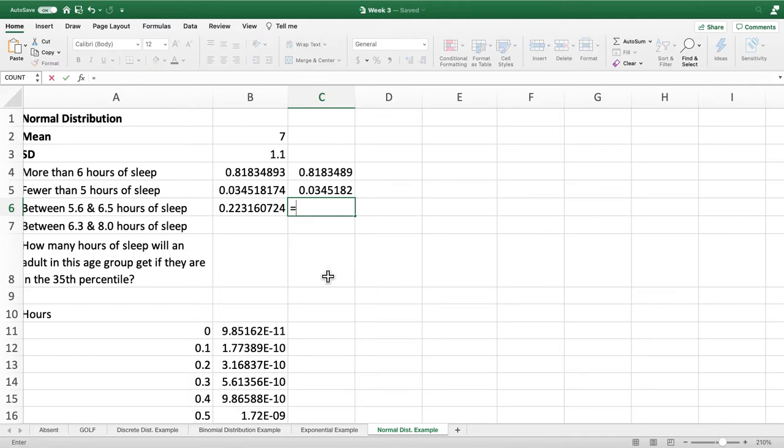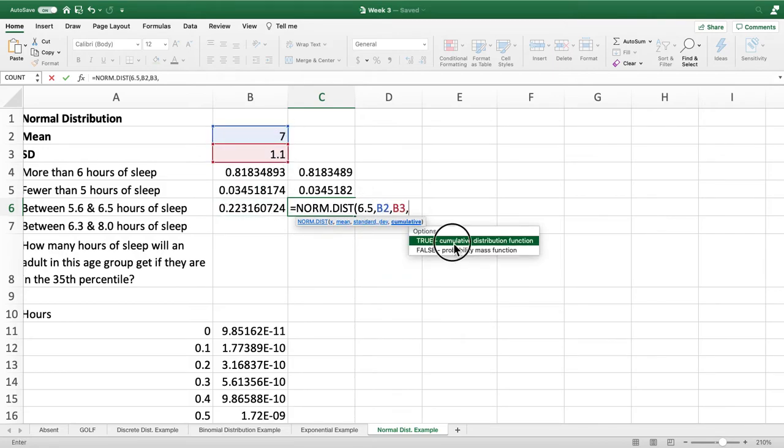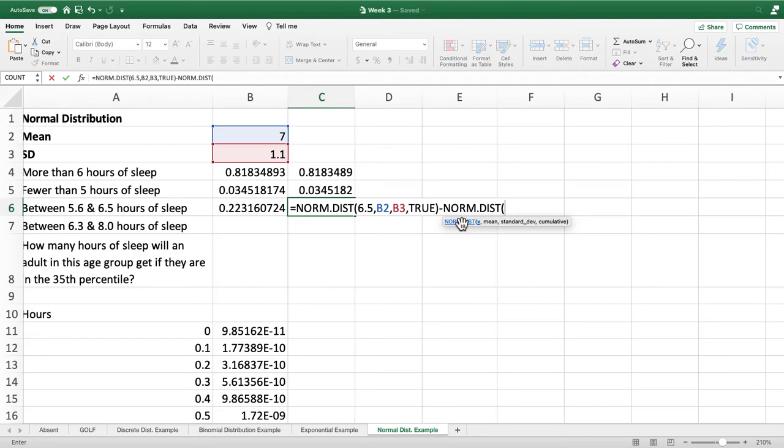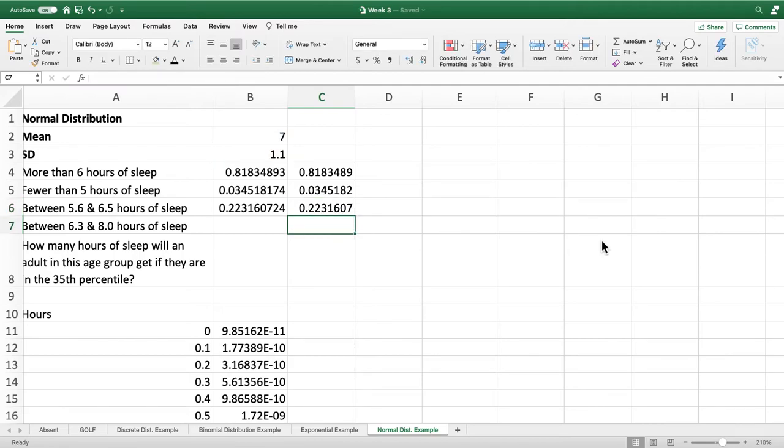Again, you can do this by using just that normal distribution function twice. So norm distribution, and we're going to start with our x of 6.5, then our mean, then our standard deviation, then true. Close that, and then we're going to subtract another normal distribution. Only here my x is 5.6, my mean, my standard deviation, and true. Close the parentheses, and we get the same number.